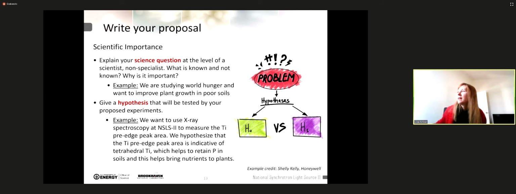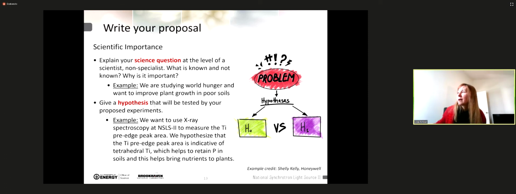So this is what we want. The importance of it is studying world hunger, and how we're going to address world hunger is to improve plant growth in poor soils. So that's terrific. What is the importance, and what's the specific science you want to do? Now that doesn't say anything about how the synchrotron is going to help you.